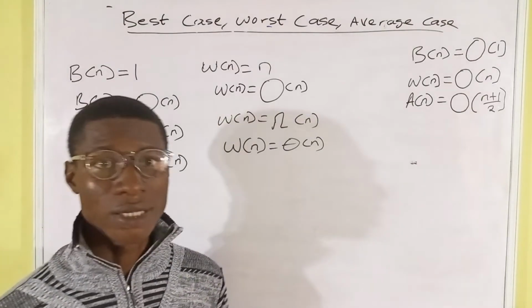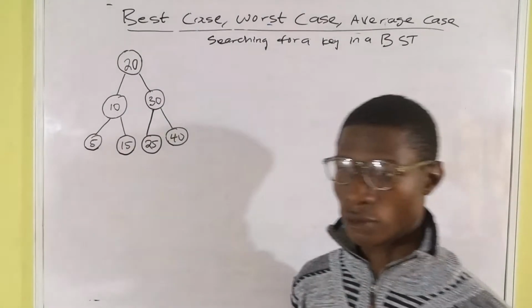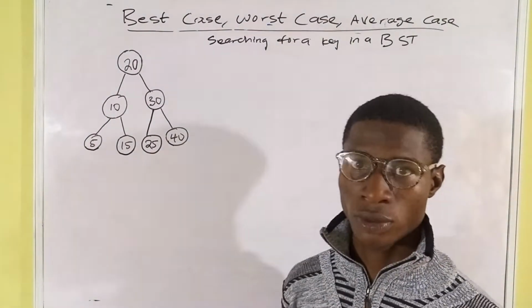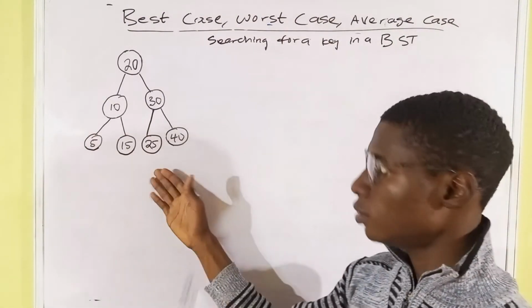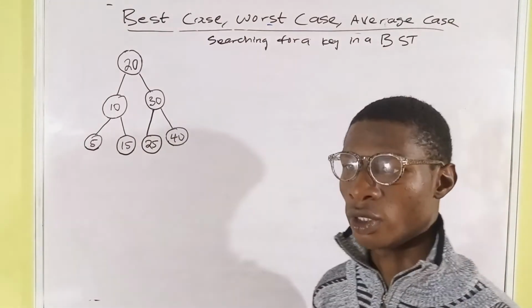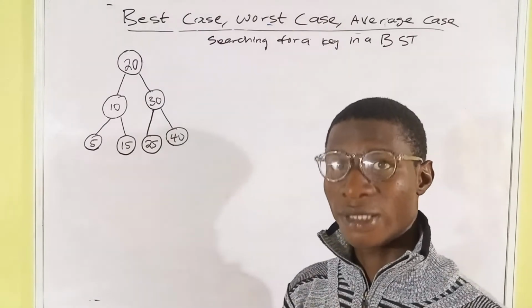So let's look at the second example. Searching for a key in a binary search tree. We want to analyze this particular data structure by checking how it behaves while searching for a key in the data structure. But first, what is a binary search tree? Let me give you a general overview of what a binary search tree is.